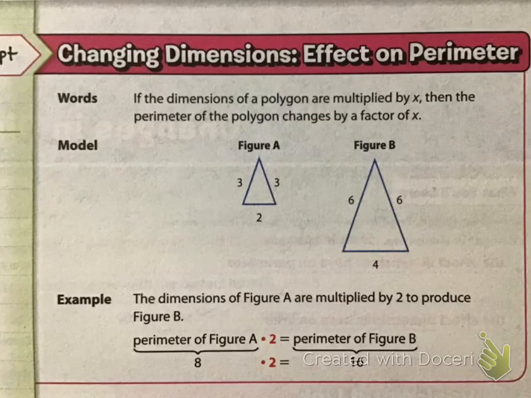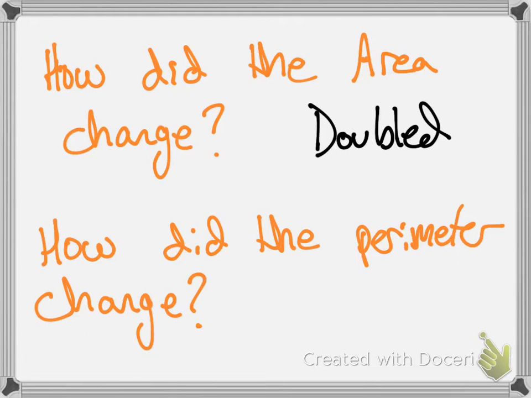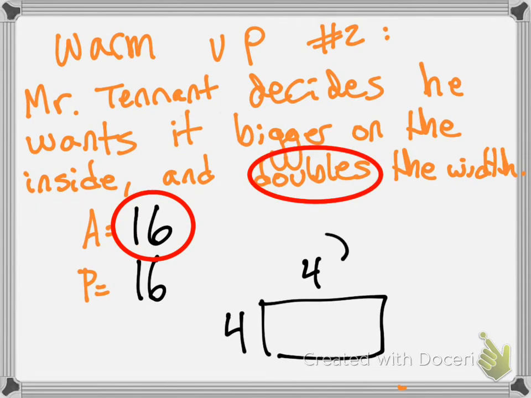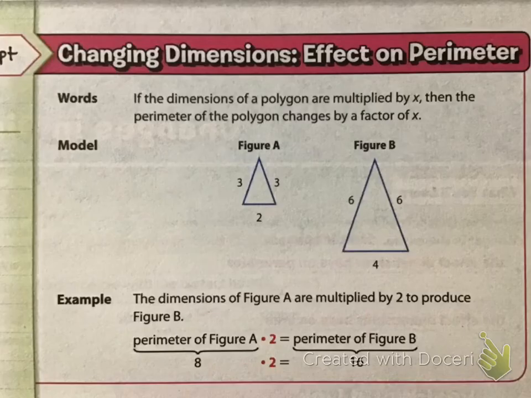Now, changes in effect of perimeter. The perimeter changed because we doubled the width. We added to it, so now it's 4 more. Our perimeter is 4 more because we've added 2 to each of those sides. We've doubled each of those. So, changes in effect on perimeter.